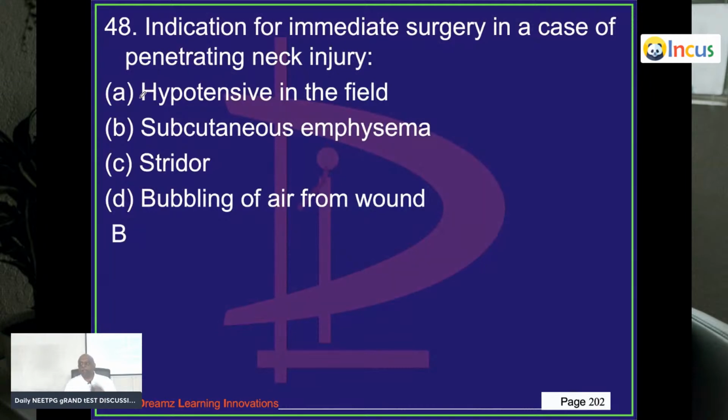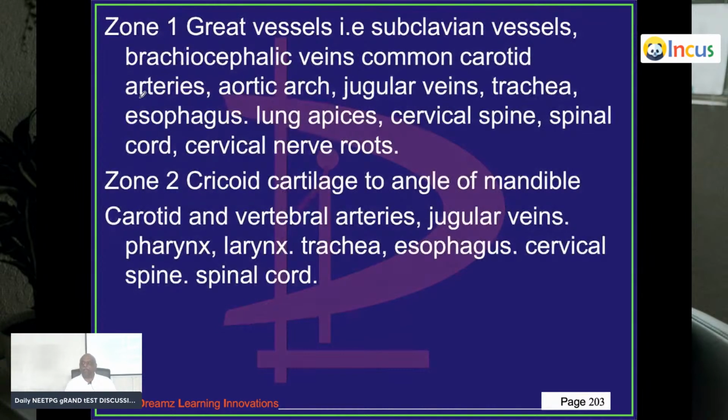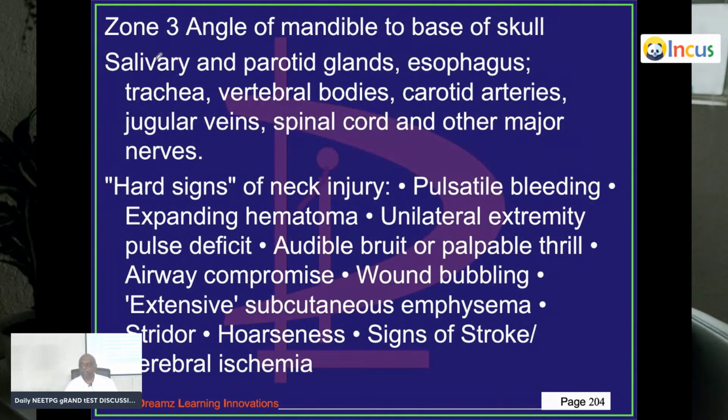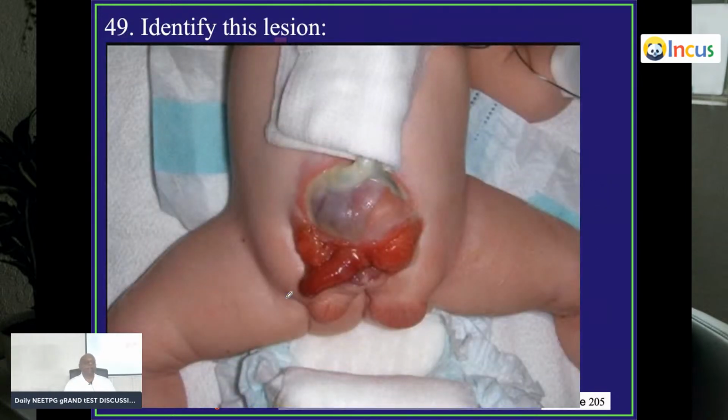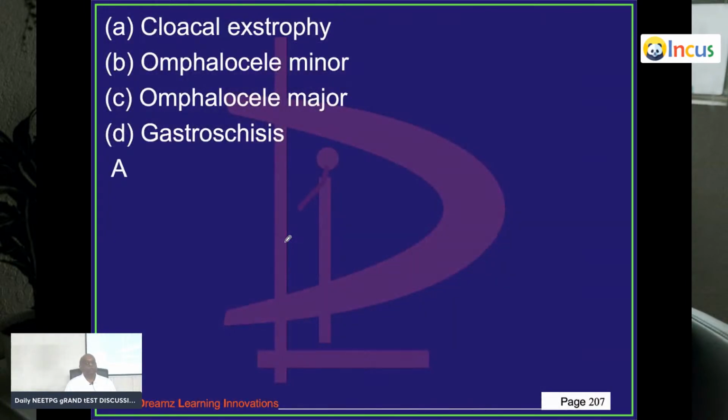So immediate surgery in penetrating neck injury is for subcutaneous emphysema. In neck injuries, please don't forget, doctor, in surgery I discussed zone 1, zone 2, zone 3. So what are the very important hard signs of neck injury? Any pulsatile bleeding, expanding hematoma, unilateral extremity pulse deficit, wound bubbling, airway compromise, etc. So what is this structure, doctor? Exstrophy of bladder.